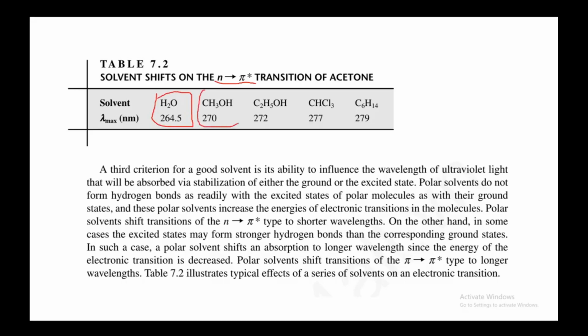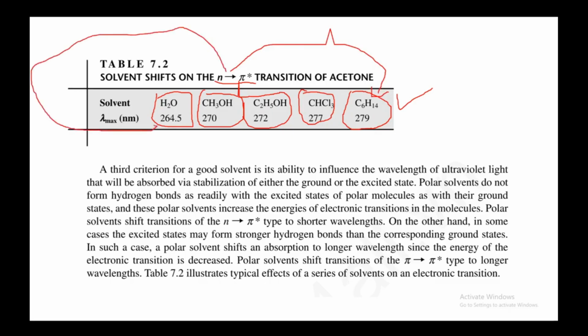Lambda max in methanol is 270. Lambda max in ethanol is 272. Lambda max in chloroform is 277, and lambda max in hexane is 279. Now you can see that the n to pi star transition in hexane is maximum, 279, and the n to pi star transition is minimum in water, that is 264.